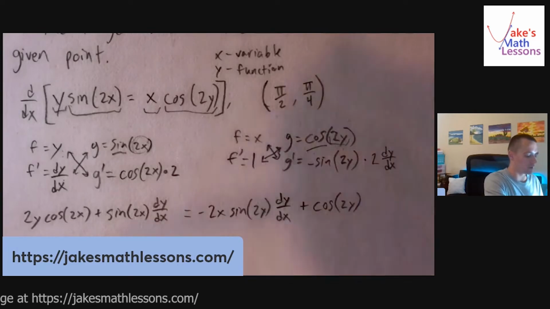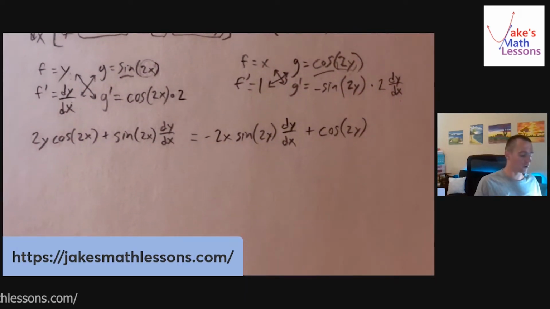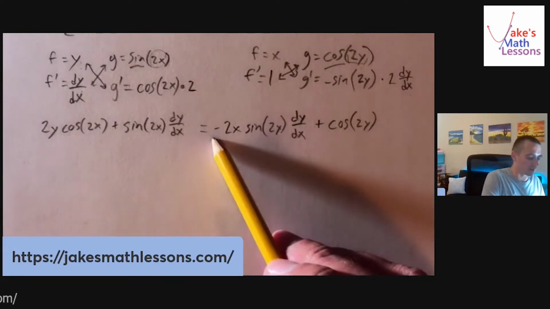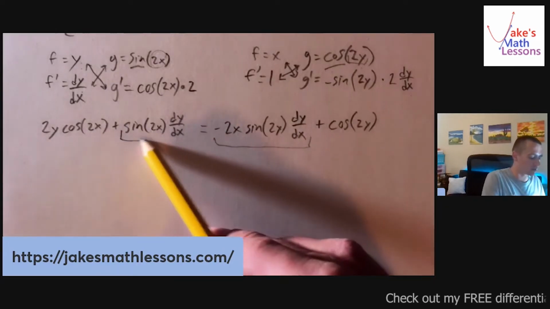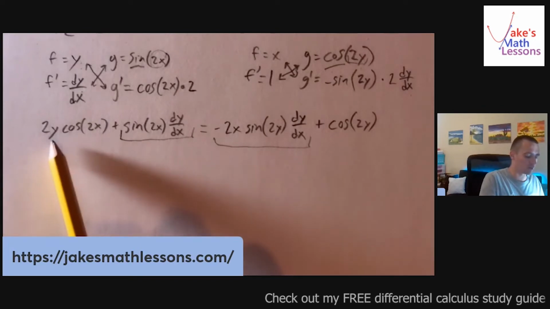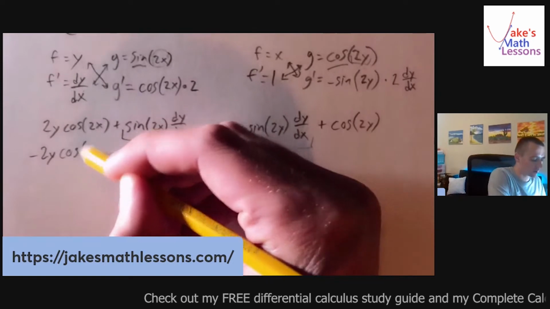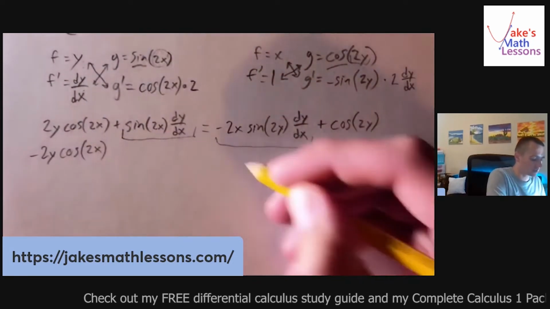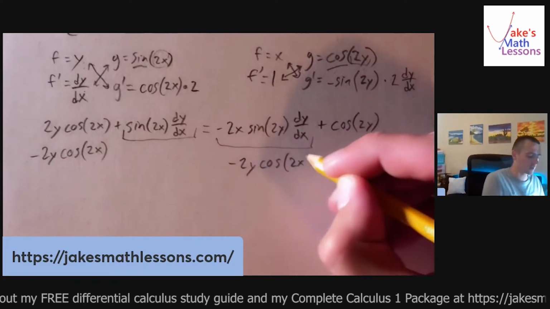So now what we can do, just like we did before, is we're going to move all of our dy dx terms to one side of our equation. We'll go ahead and move it over to the left, and all of our non-dy dx terms over to the right. So we'll put our dy dx's to the left. This term is going to have to move over to the right. So we're going to minus 2y cosine of 2x from both sides.